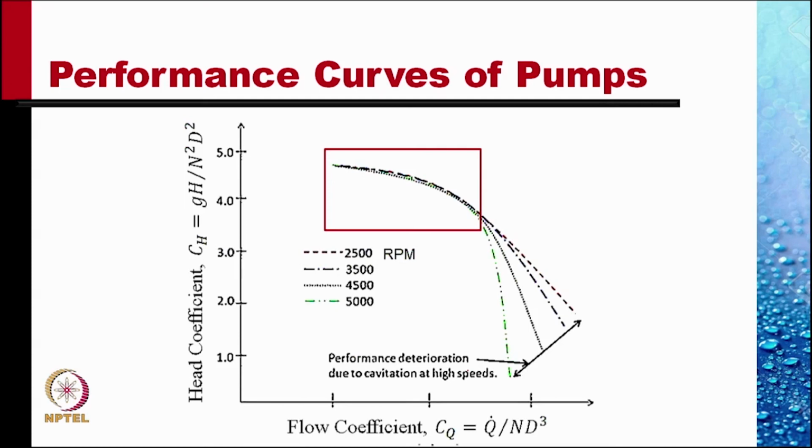And that's why there is a performance deterioration due to cavitation. These curves separate out only because a new phenomenon is introduced. As long as cavitation was not taking place, the only relevant independent parameter was the flow coefficient, Q dot divided by n d cubed. And so the head coefficient was a simple function of this, a line for all RPMs, independent of the RPM.